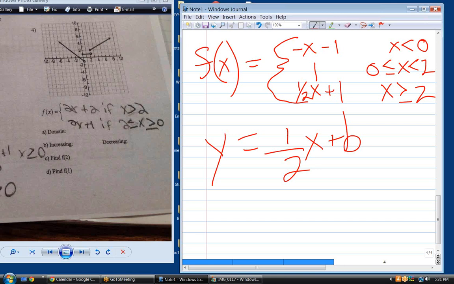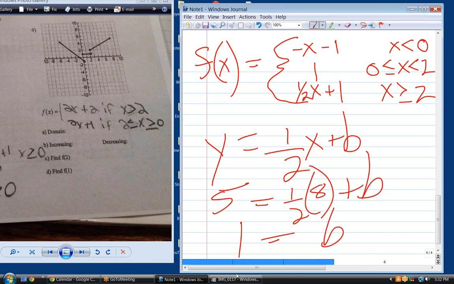Well, I can figure out what b is by pulling any point off this line, plugging it in for y and x. I pulled this point right there, where x is 2 and y is 2. I could have just as easily used that point. Let's use this point. X is 8, y is 5. So I'm going to plug in 5 for y, 8 for x, and solve for b. That also gives me b equals 1.